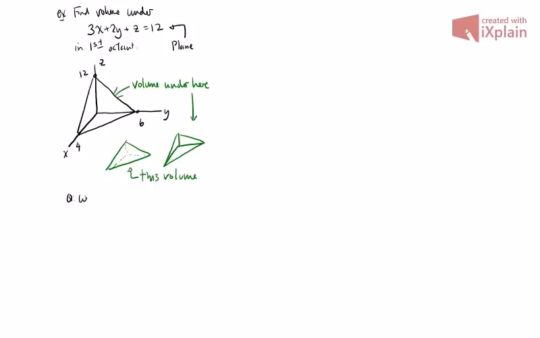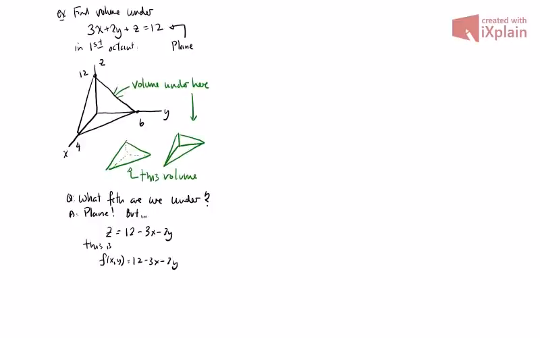So the big first question is, what function are we under? So the answer is the plane, but we need to write it as a function. So we need to solve for z. So this is our f. And that's the thing that's going to go in the integral. So we'll do this when we know R. So then the question is, of course, what's R?